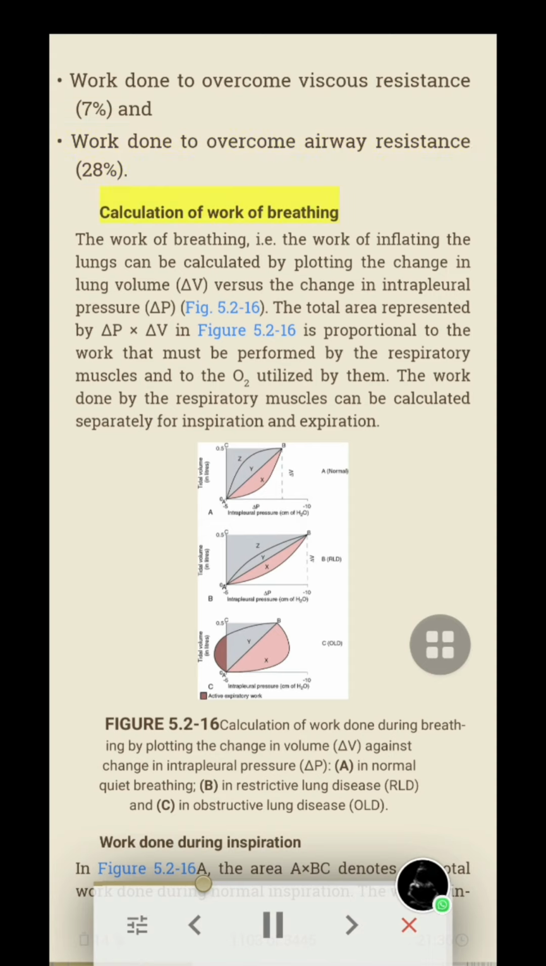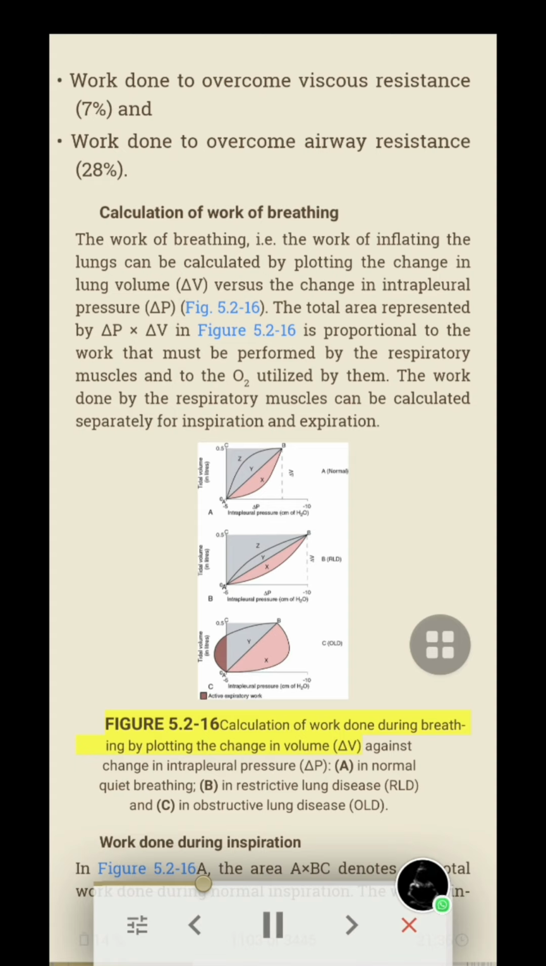Calculation of work of breathing. The work of breathing, i.e., the work of inflating the lungs, can be calculated by plotting the change in lung volume, delta V, versus the change in intrapleural pressure, delta P. Fig. 5.2-16. The total area represented by delta P delta V in figure 5.2-16 is proportional to the work that must be performed by the respiratory muscles and to the O2 utilized by them. The work done by the respiratory muscles can be calculated separately for inspiration and expiration.